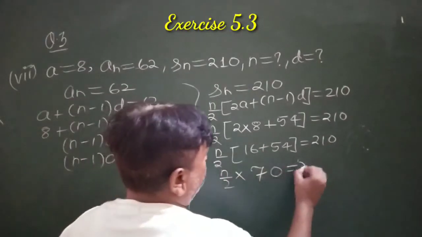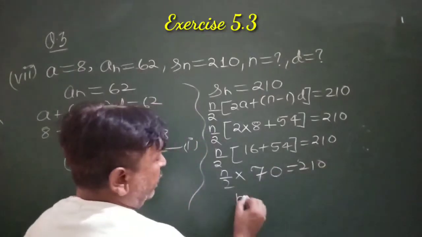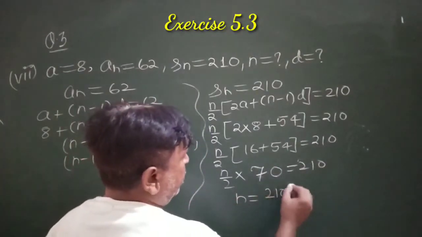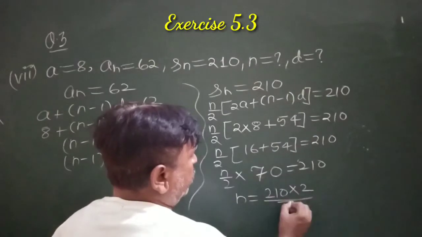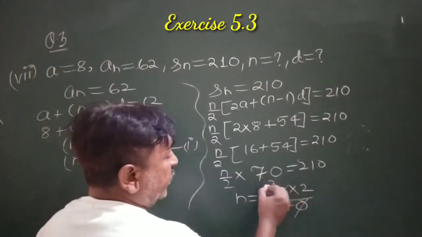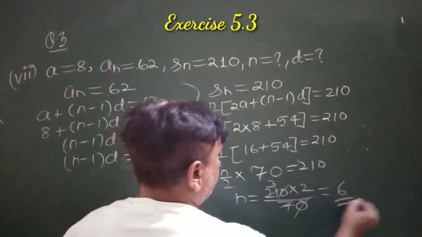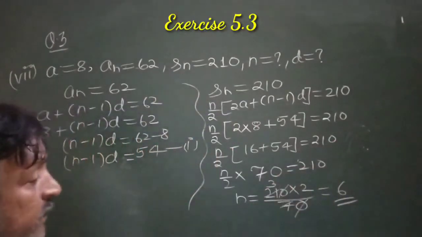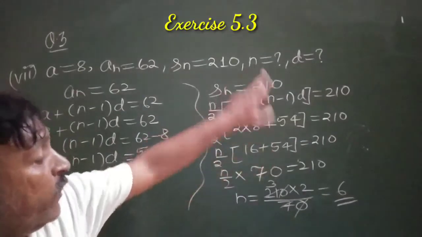Now 70n upon 2 is equal to 210. So n will be equal to 210 into 2 upon 70. 0 is cancelled by 0. 7 3s are 21, 3 2s are 6. So the value of n is 6. Okay, we have got the value of n.